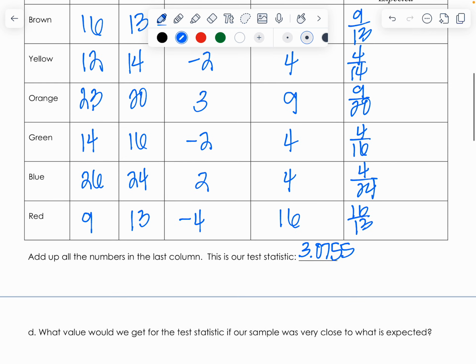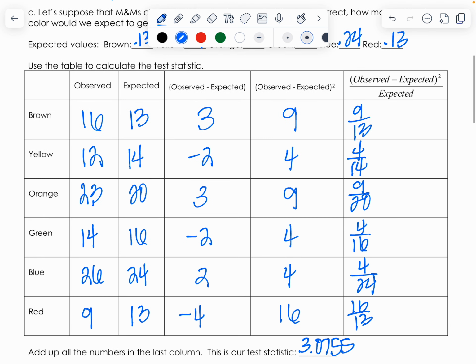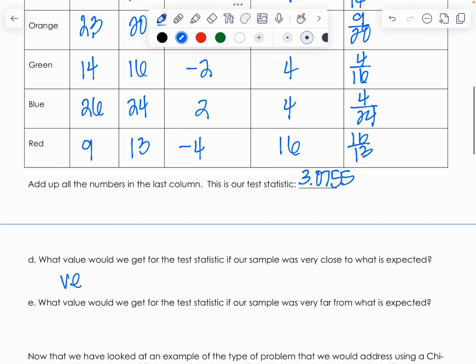All right, now that's our test statistic. So remember in the past we used a t-score or a z-score. This is our chi-squared test statistic. It's our chi-squared value. And so if our sample was very close to what was expected, then our observed values would be close to our expected values. And so this difference would be close to, if not 0. And so then this numerator would also be close to, if not 0, or a very small number. So that test statistic, if our sample was very close to what is expected, would be a very small value.